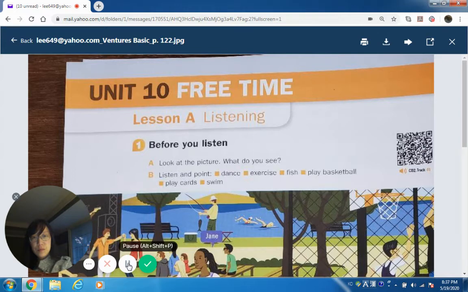Unit 10. Free time. Page 122. Lesson A. Exercise 1B. Dance. Exercise. Fish. Play basketball. Play cards. Swim.